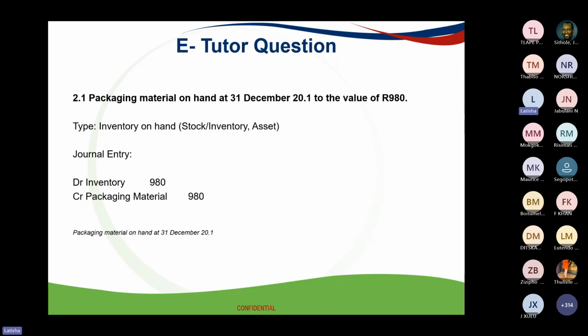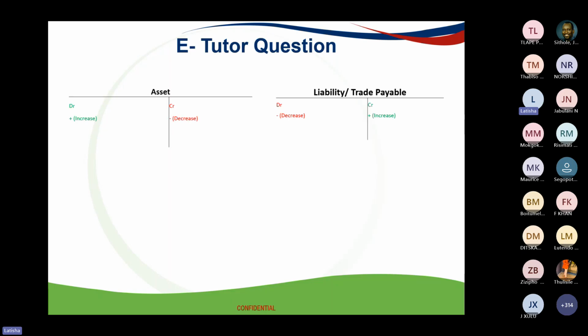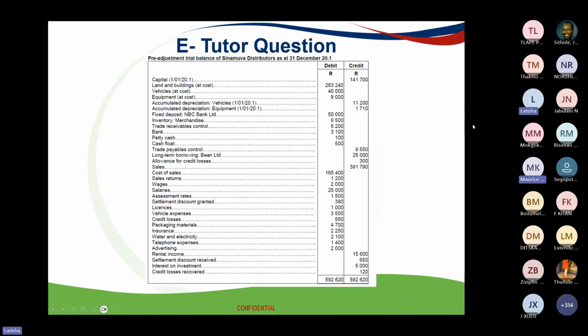Okay, so let's go back to the trial balance. Here on the trial balance, you can see packaging material is here as a cost and it's on the debit side, 4,700. What this is telling us is that for the year until the 31st of December, we have bought packaging material for the value of 4,700. The first thing that's important to get from this information is that when you see packaging material, immediately you realize it's actually inventory. It's a category of inventory.